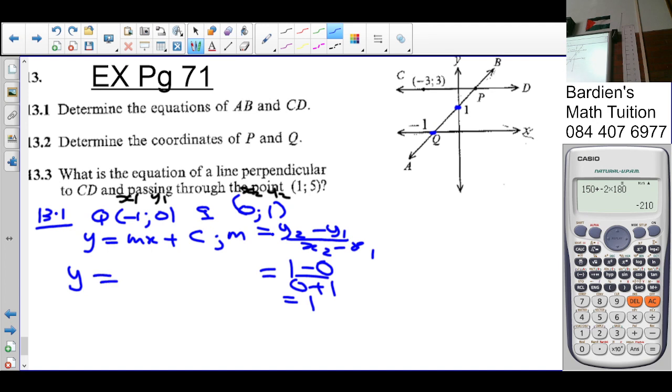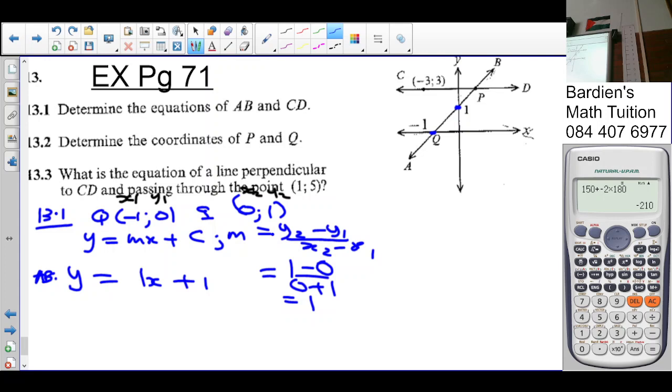So y is equal to 1x, and your c value is 1. Can you see that, people? So it's y is equal to x plus 1, or 1x plus 1. So this is the equation of line AB. Okay, that is the equation of line AB.